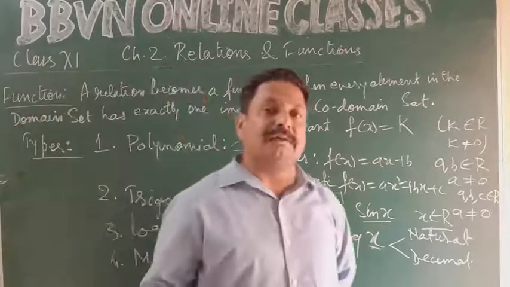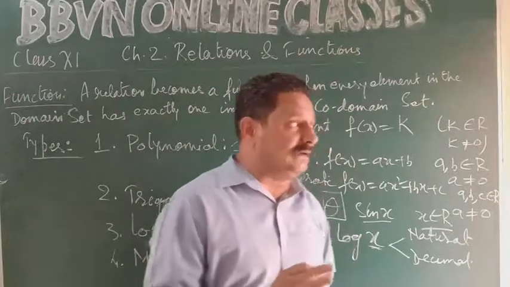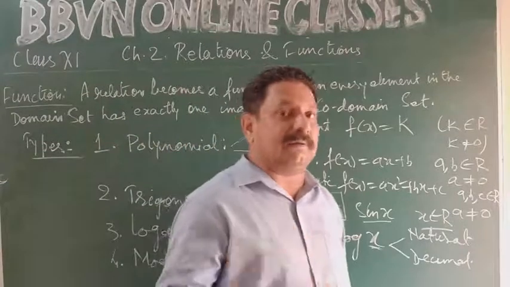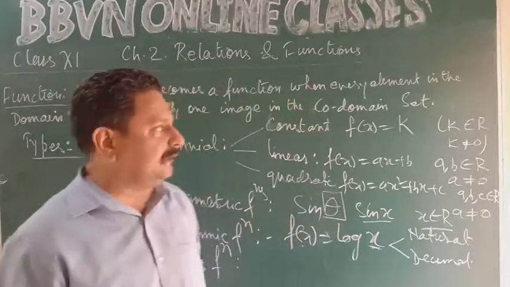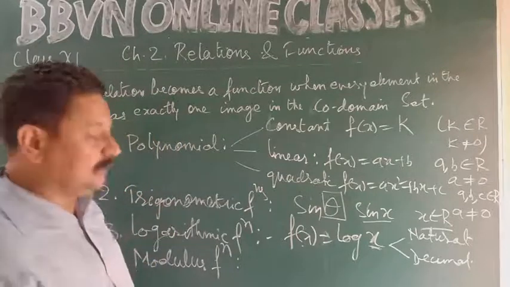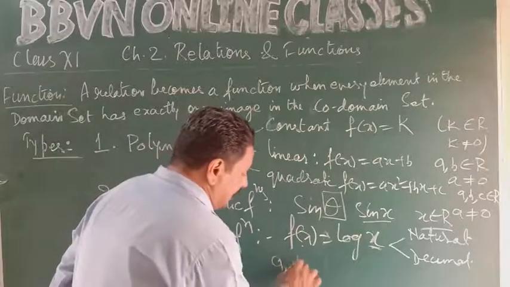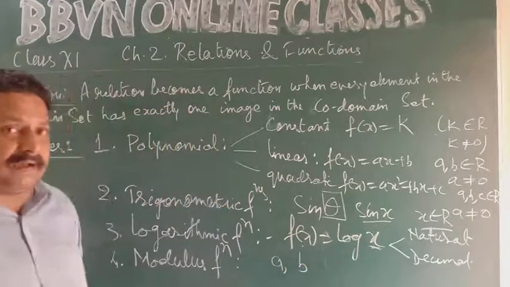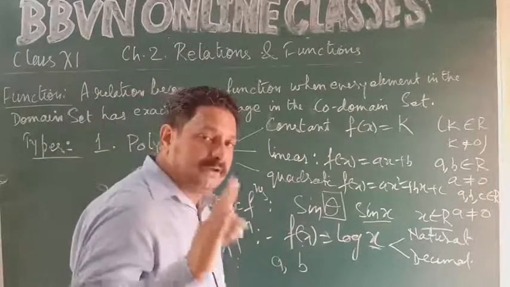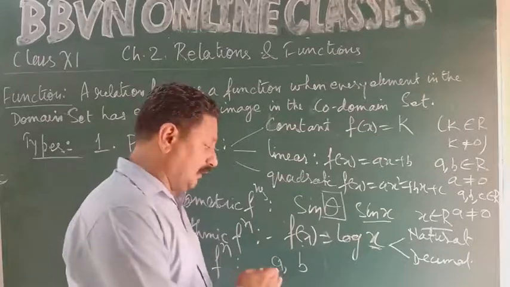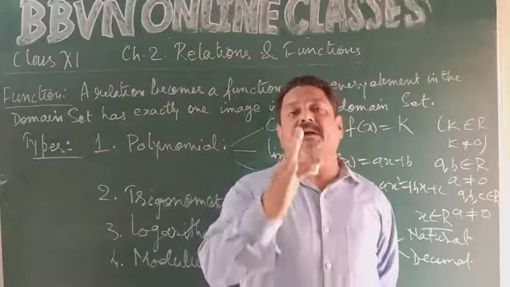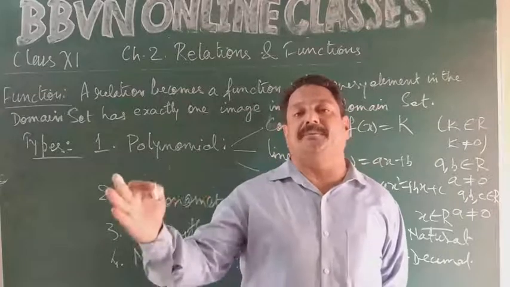Modulus function is also known as absolute valued function. See children, there are certain quantities which are always absolute. Absolute means non-negative. For example, since you are mathematics students, you should know one thing. Say A and B are any two real numbers. Now my question is, how will you mathematically represent a statement? My statement is the difference of A and B.